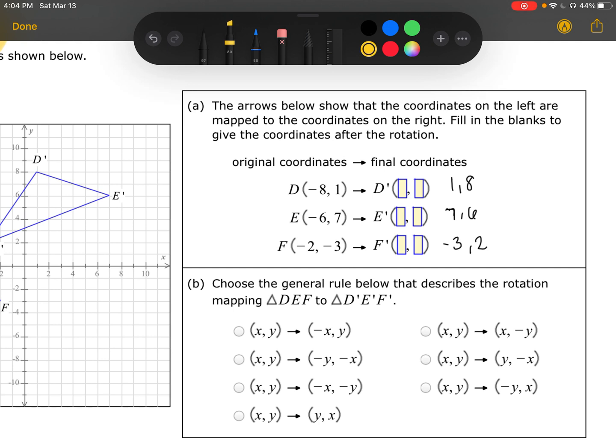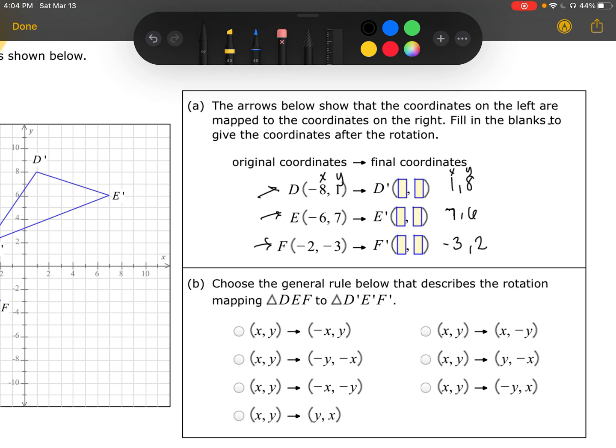So let's just start with D, and it says negative 8, 1, right? Again, this is my X and this is my Y, and then this is now my X and this is now my Y. So I'm going from negative 8 to 1, and then my Y is going from 1 to 8. If you see that, there are some switcheroos. So you need to identify what exactly is happening here that's happening in all of these. Once you figure out one, you're going to see that they're the same in all of them. It's sort of like a check after you figure out the first one.